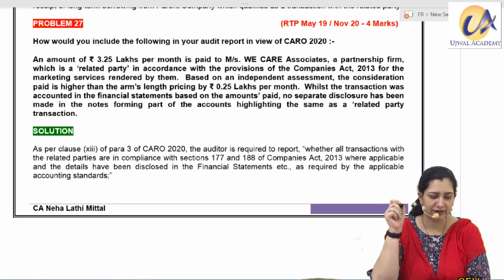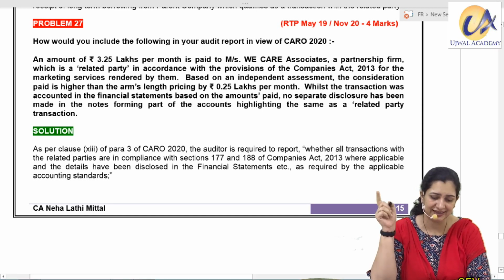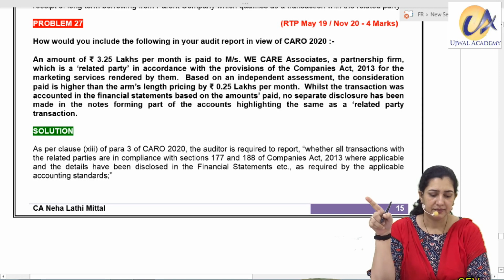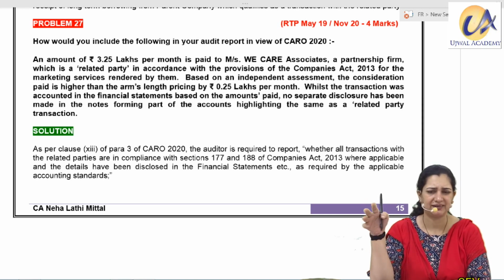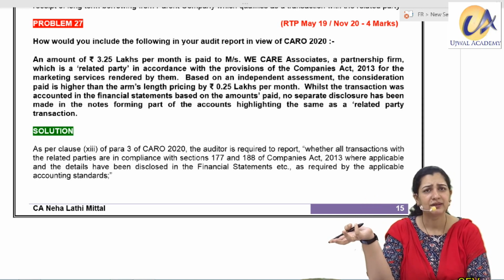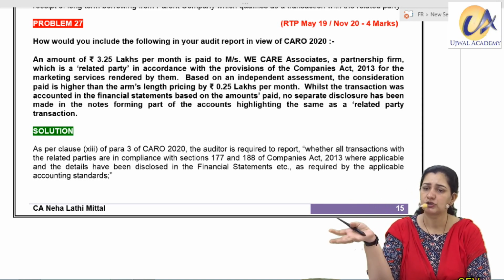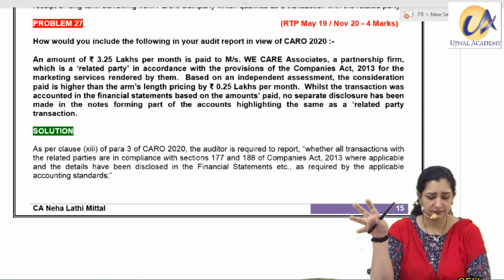Amount of 3.25 lakh per month is paid to VCare Associates, a partnership firm which is a related party. Based on the independent assessment, the consideration is higher by 2.25 lakh per month. While the transaction was accounted in the FS based on the amount paid, no separate disclosure is done as a related party. So I think it's pretty much clear. They have not done disclosures as per related party. So we have to mention that, right?